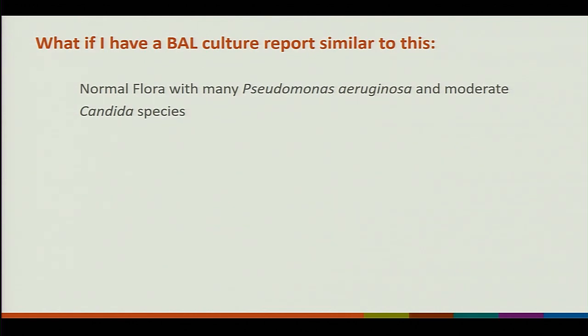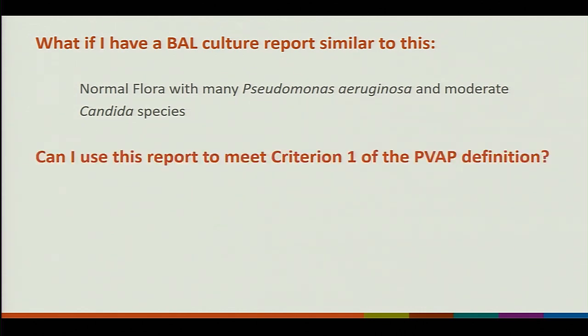Okay, so what if I have a bronchoalveolar lavage culture report similar to this? So you have normal flora with many Pseudomonas aeruginosa and moderate Candida species. Can you use this to meet criterion 1 of the PVAP definition? It's not a knowledge check, it's just kind of a think to yourself. I'll give you the answer.